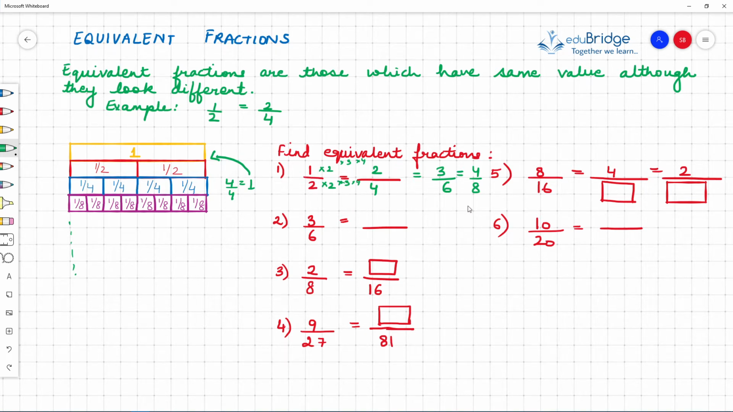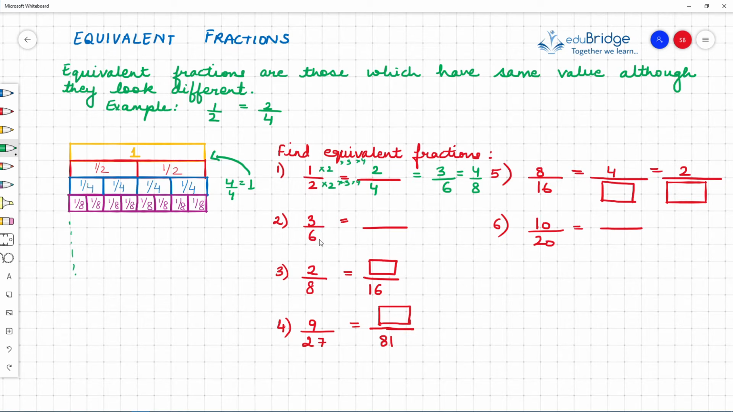Do we have an end to this? Can we say that we can make only one or two or three equivalent fractions? No. The list is endless. For any given number, you can make as many equivalent fractions as you want. Let's look at another example.